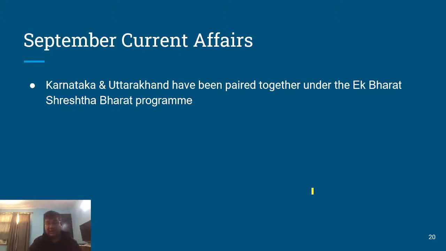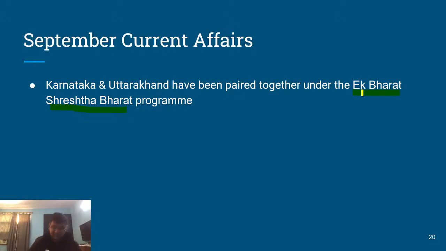So these two states. Now this is a very important scheme, and it's also something rather innovative, and it has been going on for a couple of years. It's not new. Let me explain a little. Ek Bharat Shreshtha Bharat, what does it mean? It means one united India, and it's the best. The idea is that you do as best as possible.